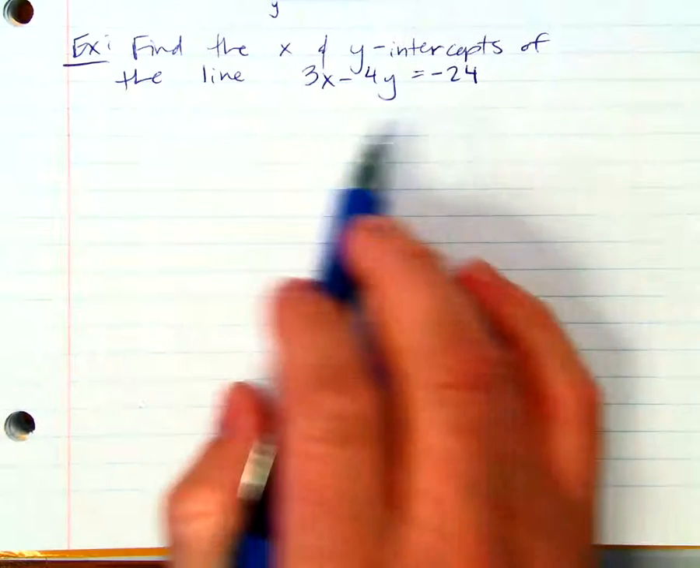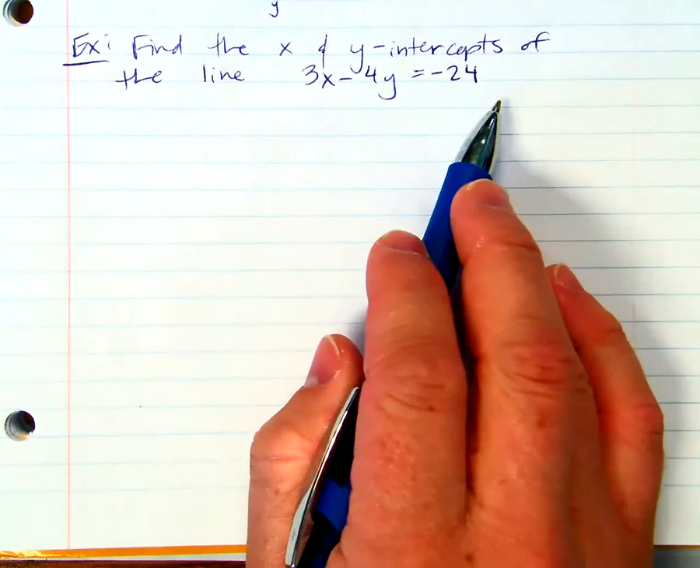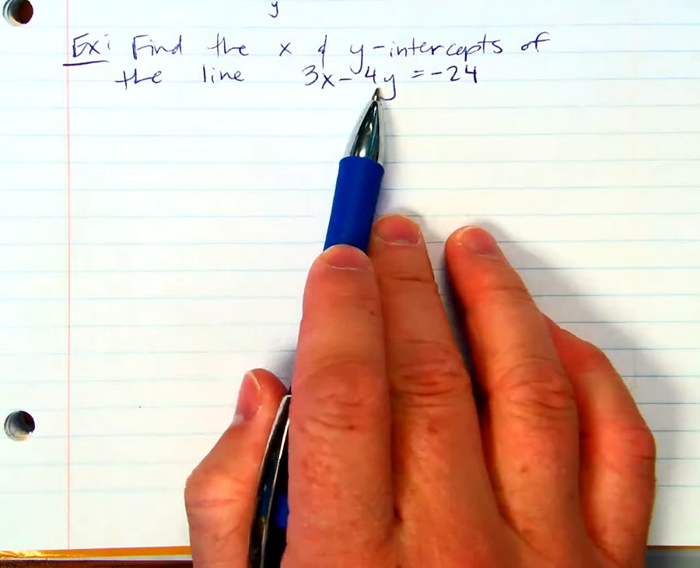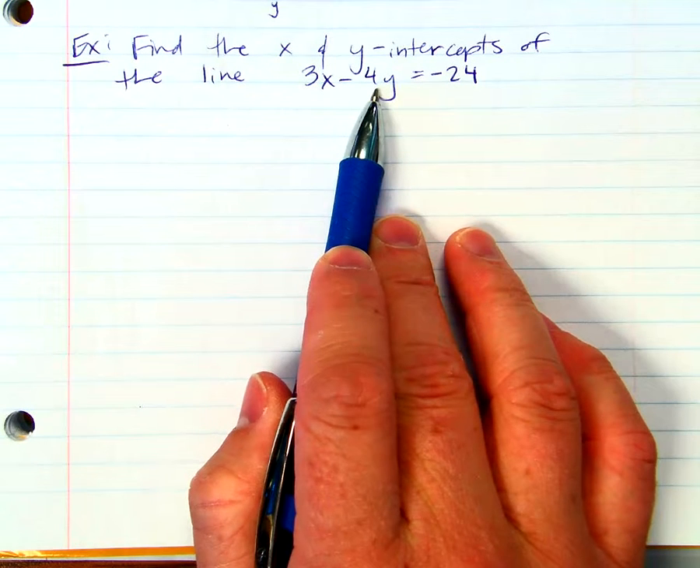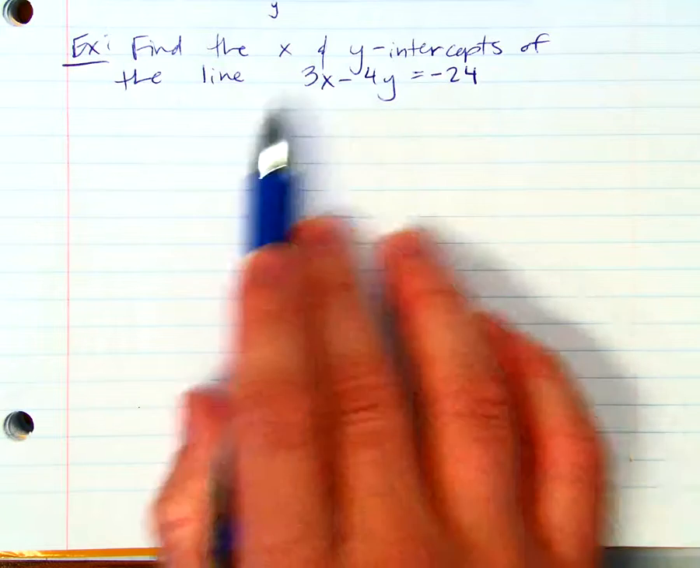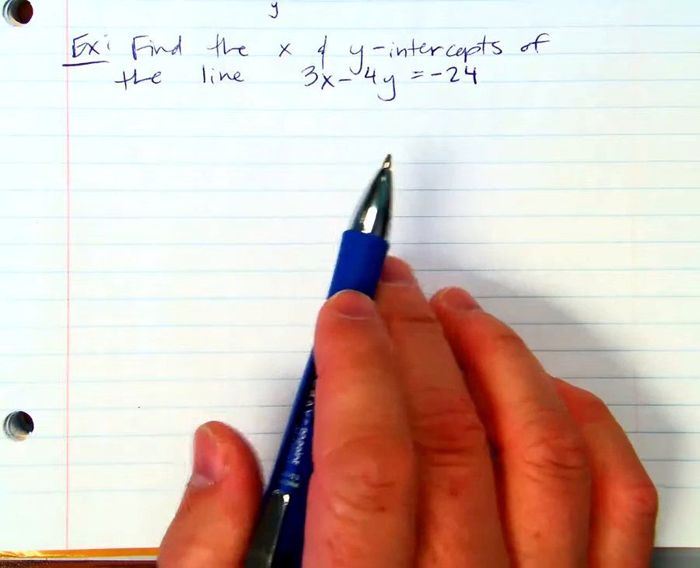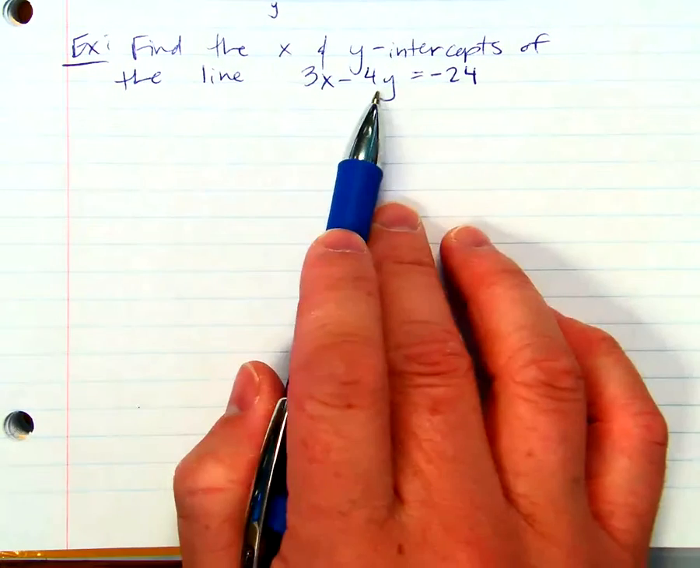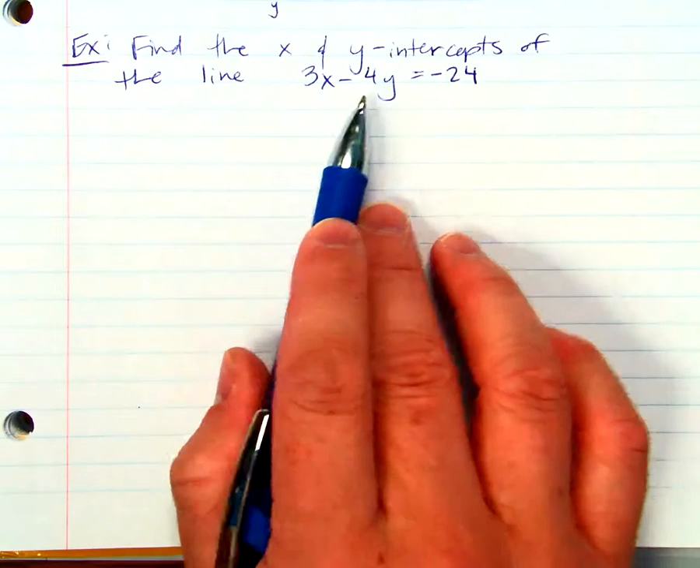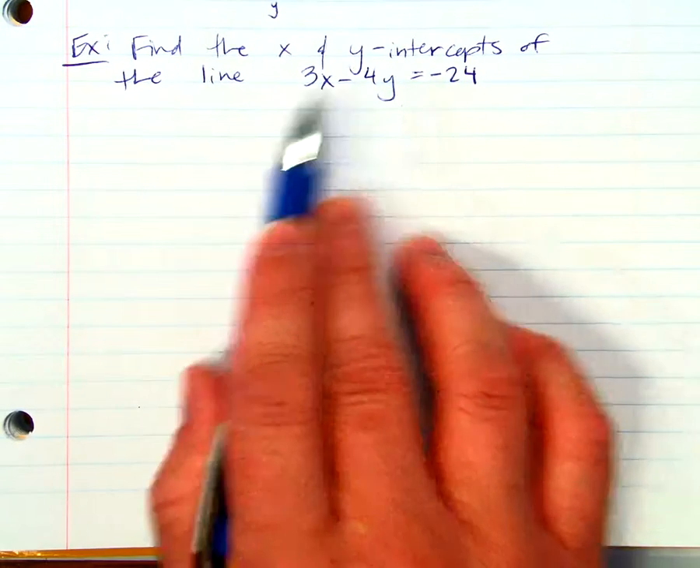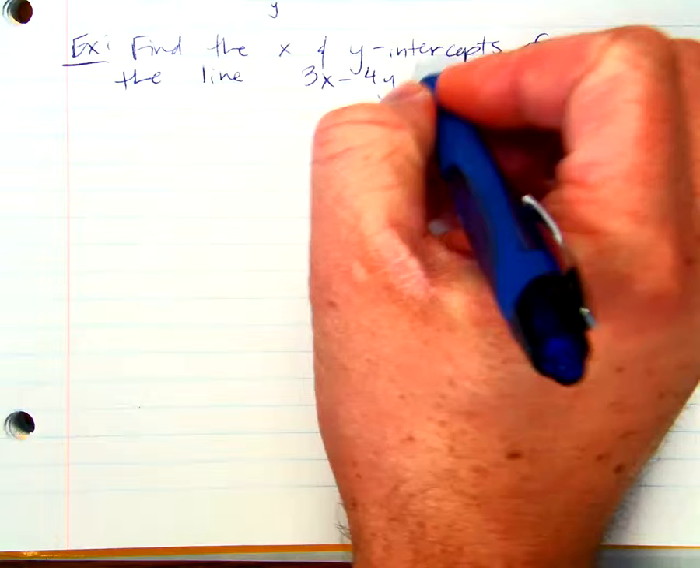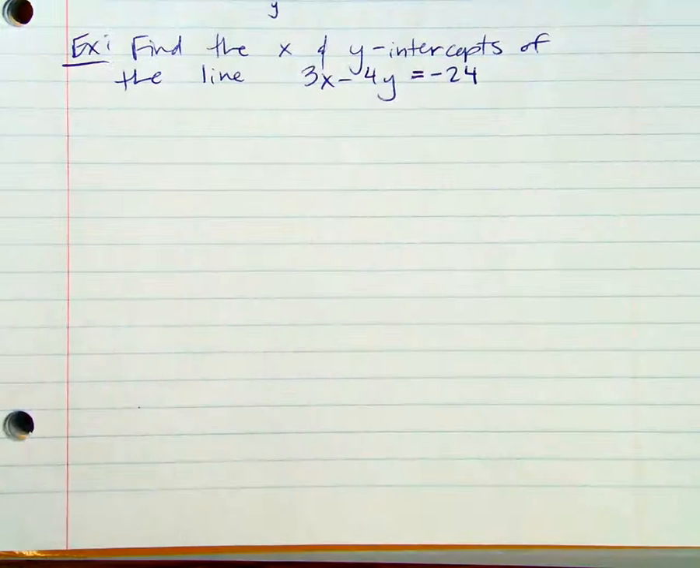So first of all, this equation is written in standard form. Standard form is when you have x and y on the same side of your equation. All the other ways that we write equations of lines will not be set up this way. Usually we have y by itself. So in this case, x and y are on the same side. They're both on the left side of the equation, with our equal sign there in the middle.